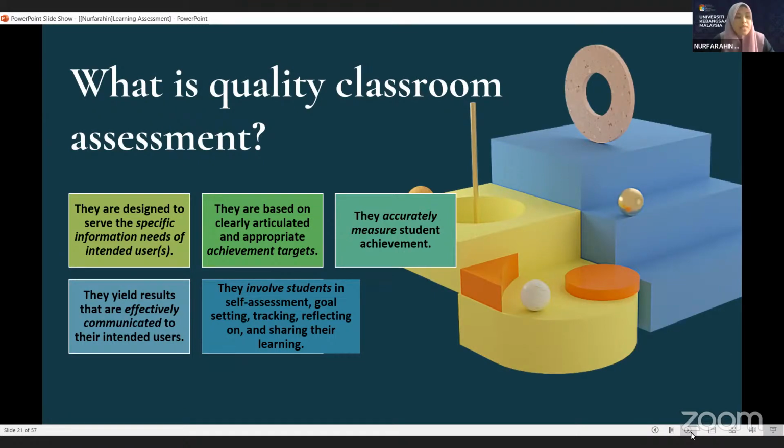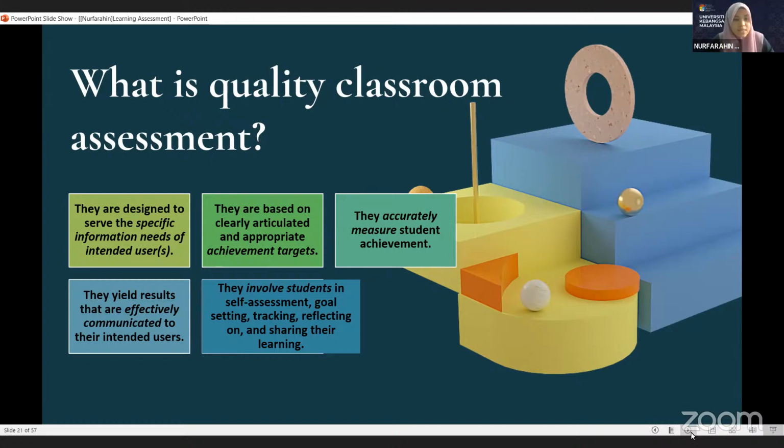The fourth one is they yield results that are effectively communicated to their students. Okay, quality assessment without feedback is pretty much not effective. An assessment should result in feedback, where the feedback should be communicated to the students. The students should be able to understand the feedback that is given by their teachers so that they can improve on their learning. And finally, a quality assessment involves students.